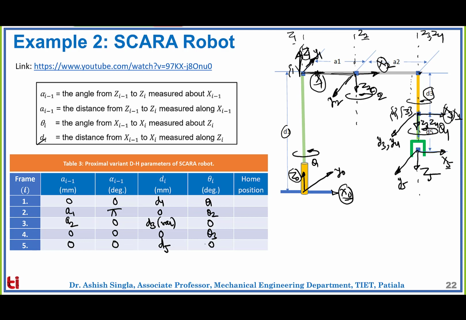There you can see the home position. If you see, the angle theta 1 is the angle from x0 to x1 along z1, so the angle is 0. Again x1 and x2 are in the same direction, the angle is 0. x2, x3 same, the angle is 0.